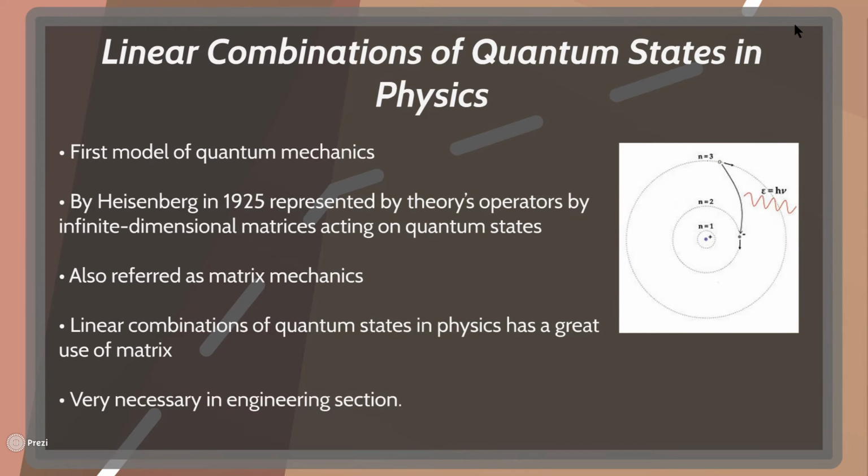The first model of quantum mechanics by Heisenberg in 1925 represented theories' operators by infinite-dimensional matrices acting on quantum states. This is also referred to as matrix mechanics. So, linear combinations of quantum states in physics make great use of matrices. This quantum state is very necessary in the engineering section.